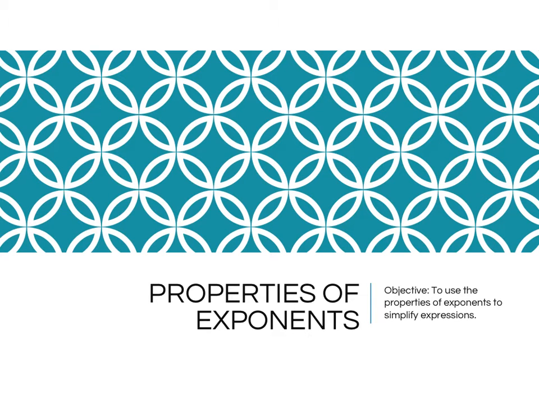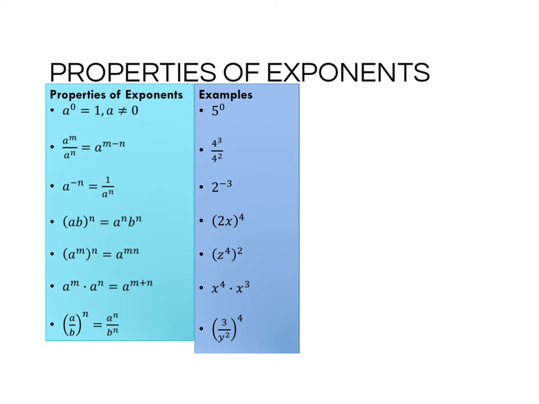Today we will be using the properties of exponents to simplify expressions. The first property of exponents we will look at: anything to the 0 power is 1. So that means 5 to the 0 power equals 1.